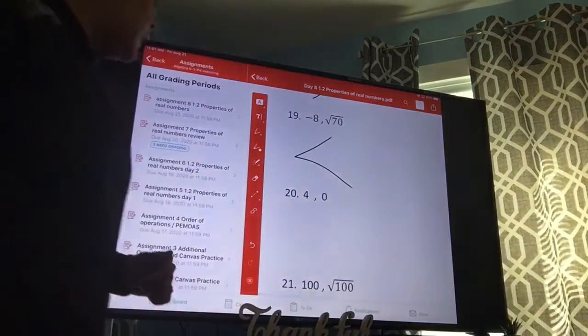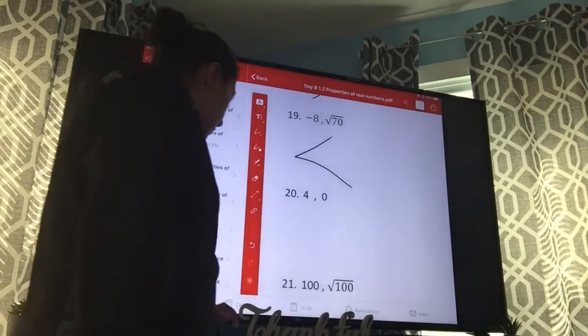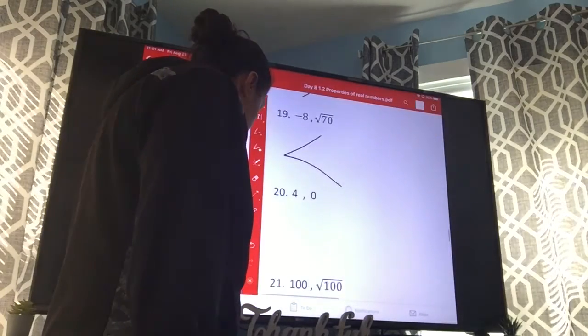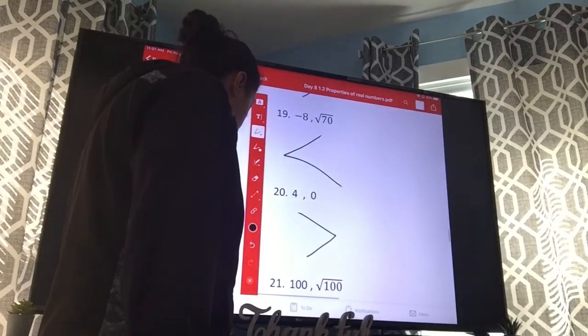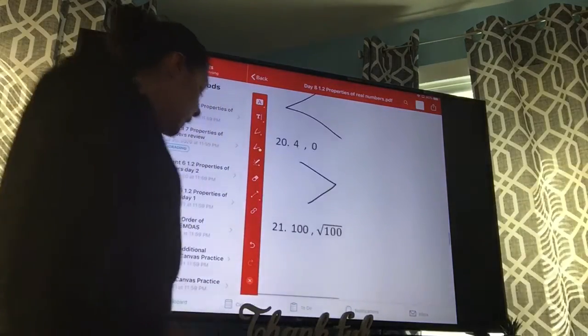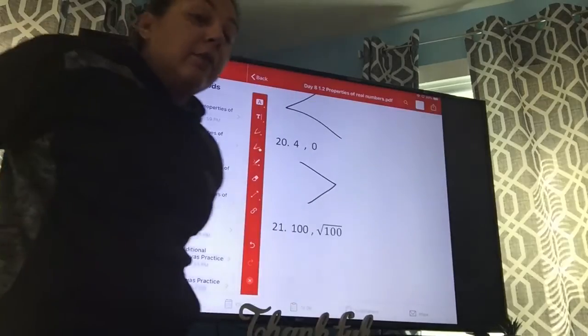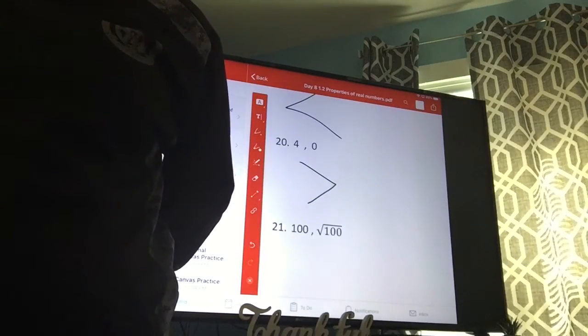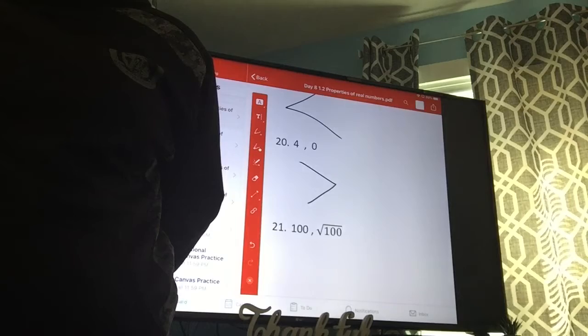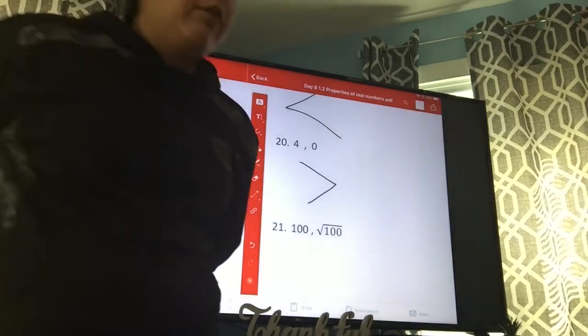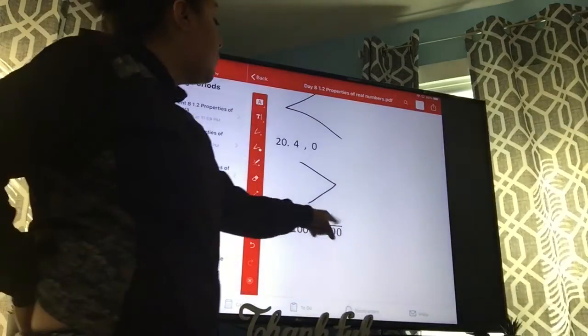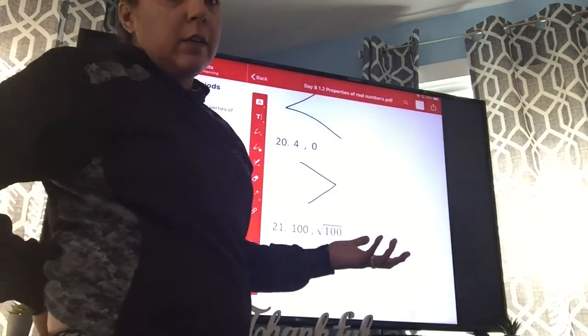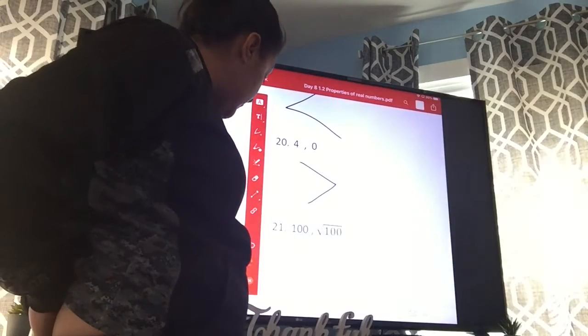Okay, 4 and 0. 4 is going to be bigger than 0, so our symbol is going to go that way. 100 and the square root of 100. So what does a square root do? When you have the square root of 4, what is the actual answer? Half of it. Yeah, it's half of it. So we have 100 and the square root of 100. Which one's going to be bigger? 100.